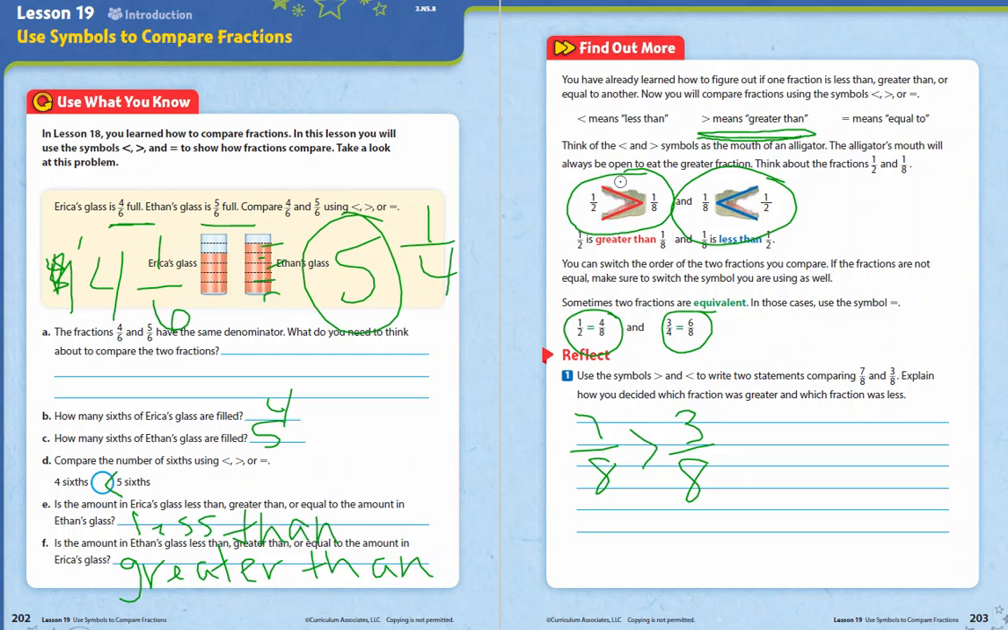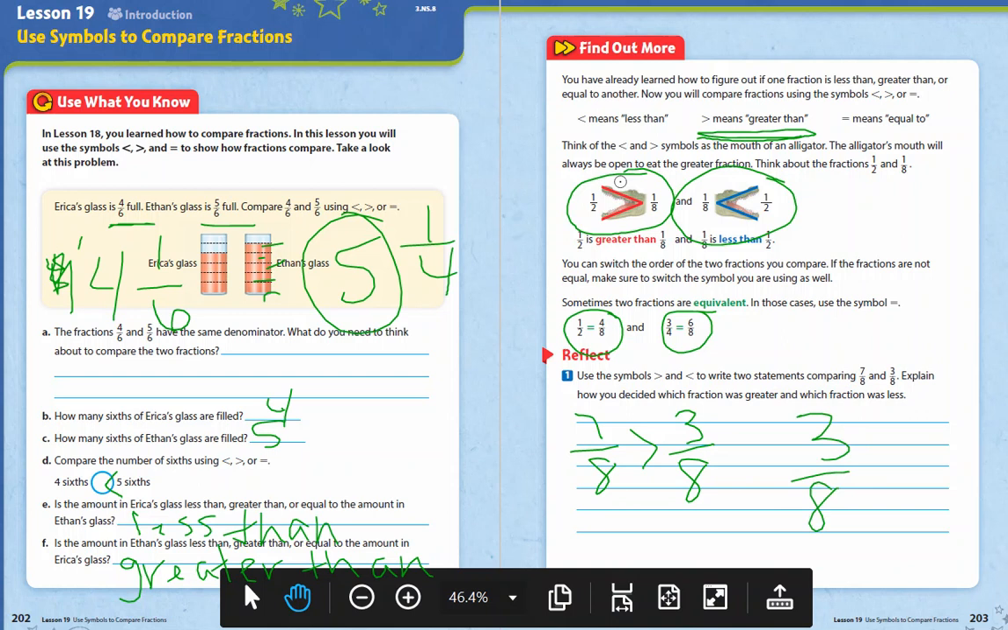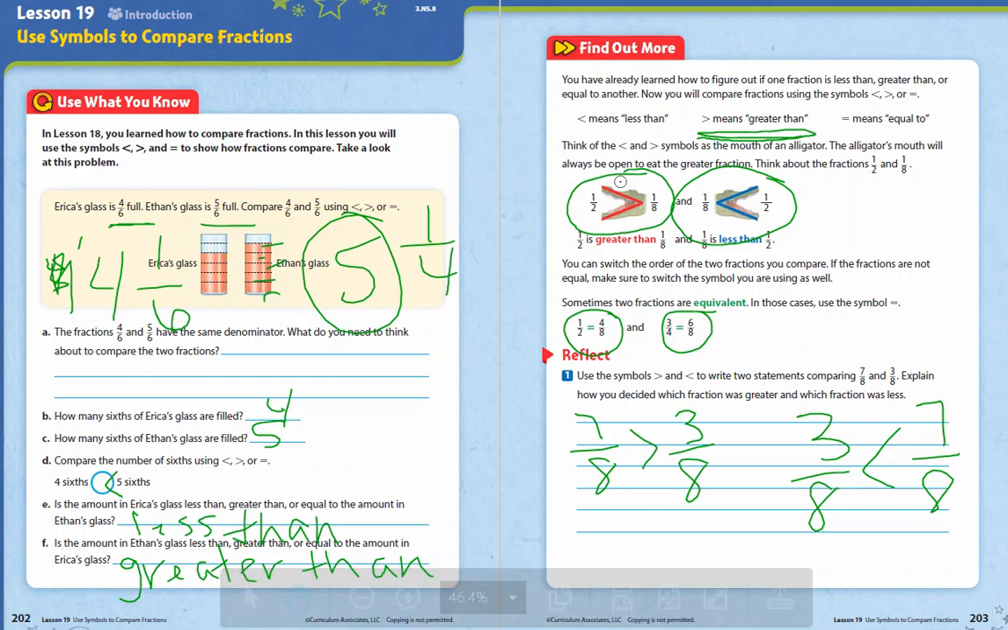And then I can also write it like this: 3/8 is less than 7/8. Since I changed the order of my fractions, I also need to change my symbol. So now my explanation would be there are more 1/8 in 7/8 than in 3/8. So 7/8 is greater than 3/8 and 3/8 is less than 7/8.